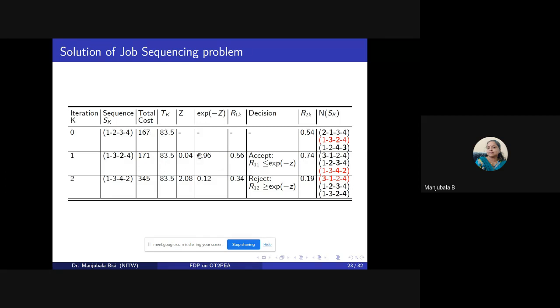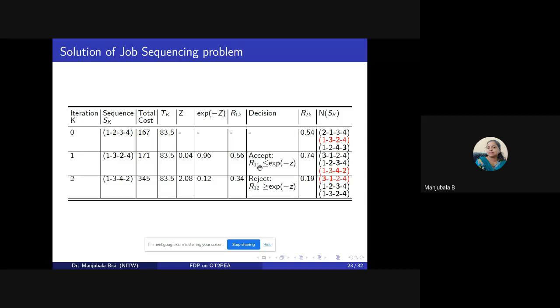So you have to find the acceptance probability, that means e raised to the power of minus (171 minus 167) divided by 83.5. So we get 0.96. Now you have to decide whether to accept this inferior solution or reject it depending upon a random number. So you generate a random number in the range 0 to 1. These are the randomness in this simulated annealing algorithm, right? Due to this random number, you may reach the global optimum or you may not. Next, as 0.56 is less than 0.96, you have to accept the inferior solution.